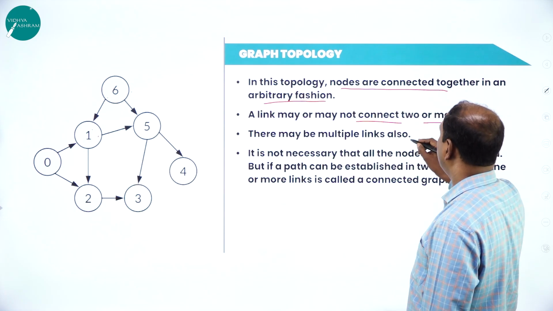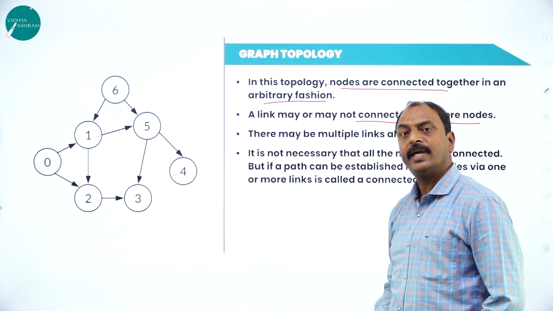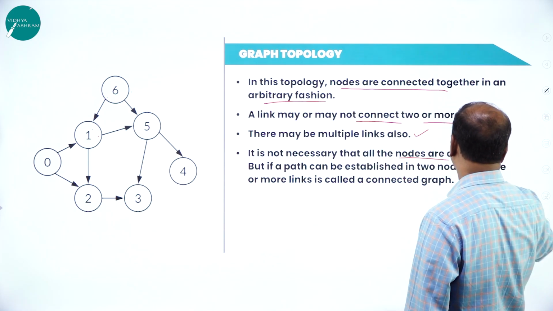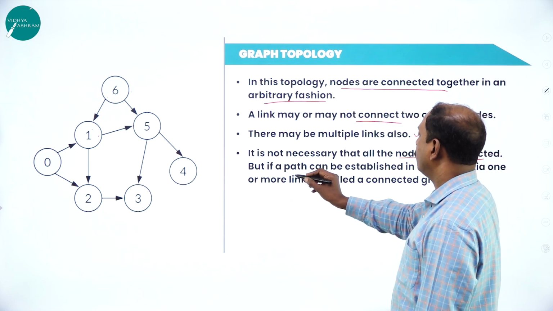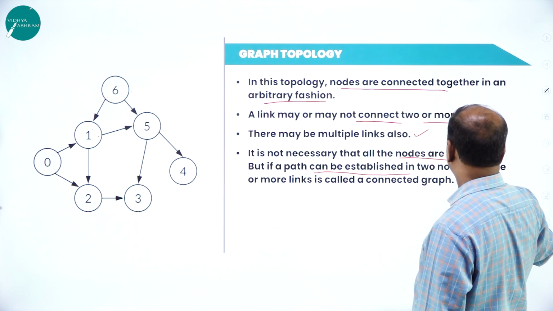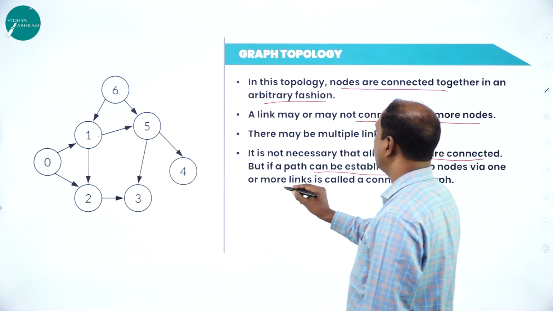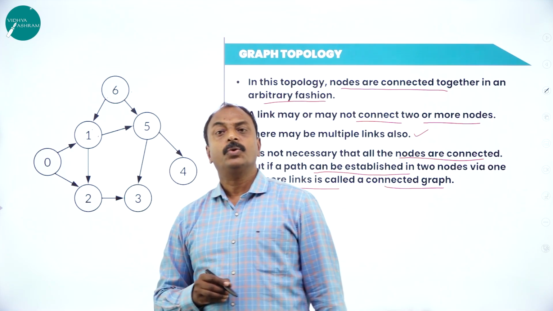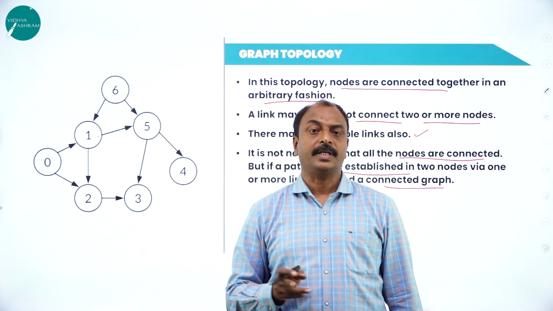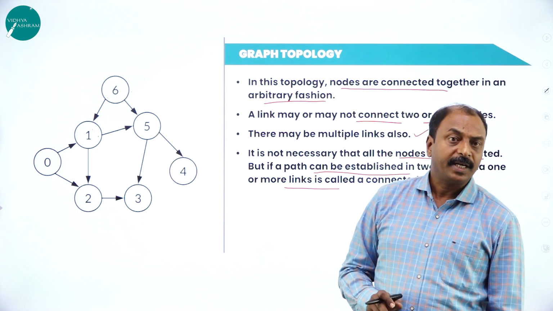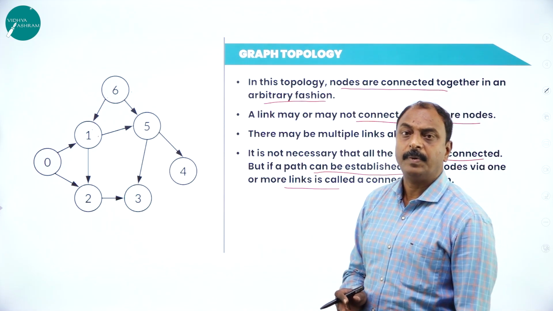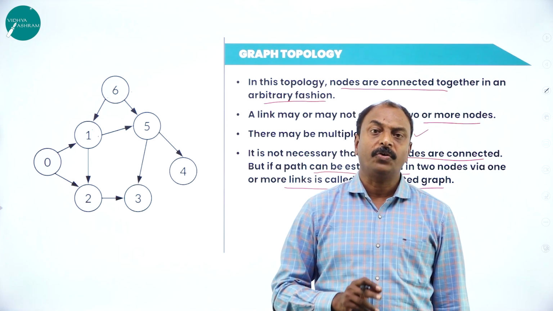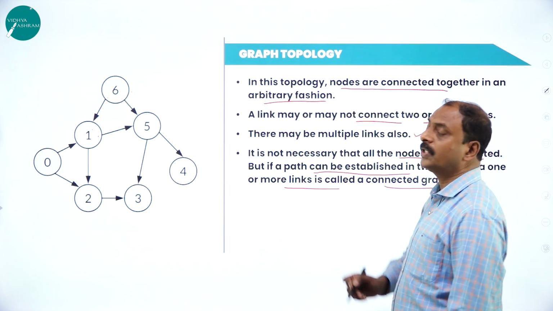There may be multiple links also. It is possible to have more than one link. It is not necessary that all the nodes are connected, but if a path can be established between two nodes via one or more links, it is called a connected graph. So it is not necessary to have multiple connections, but it has to be connected to the network, and data can transmit from one node to another, maybe in one path or more than one path, by passing through different nodes. That is graph topology.